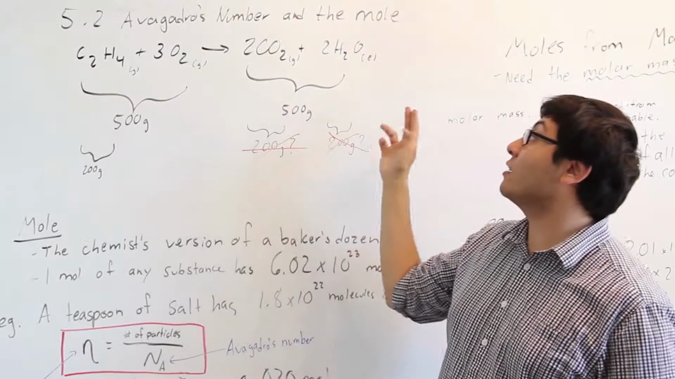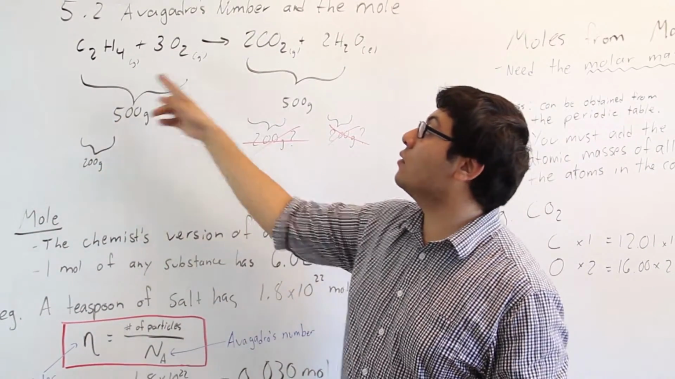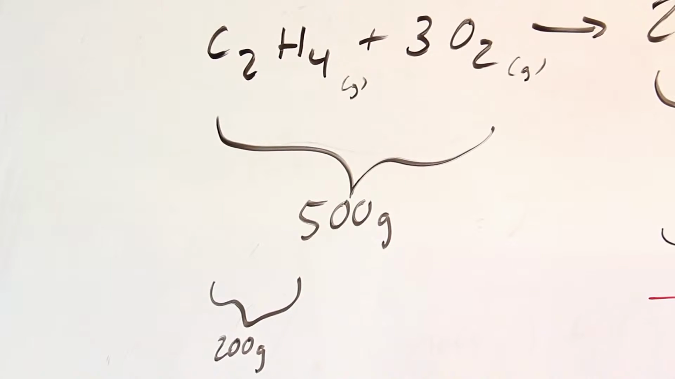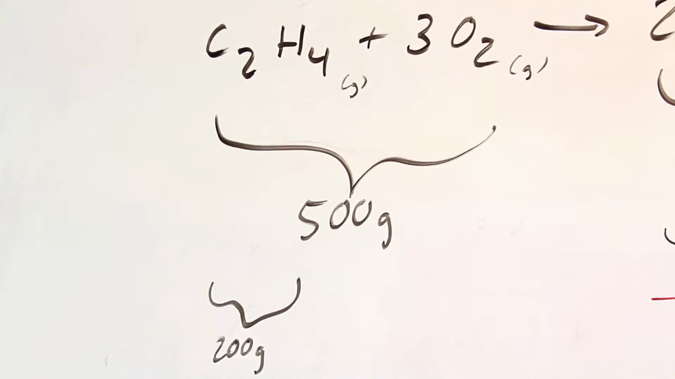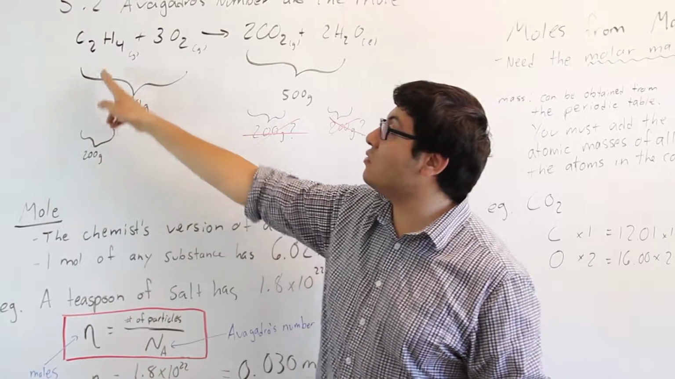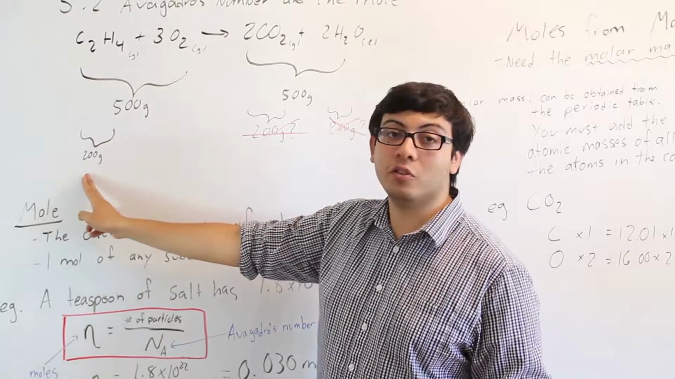Now let's take a look at Avogadro's number and the mole. So here I've written the equation for the combustion of ethylene, C2H4. I balanced it out and everything, and hypothetically, let's say the mass of these two added together is 500 grams, and the mass of just the ethylene, C2H4, is 200 grams.